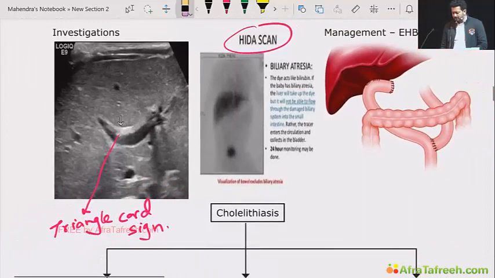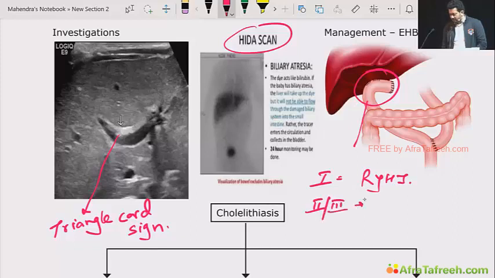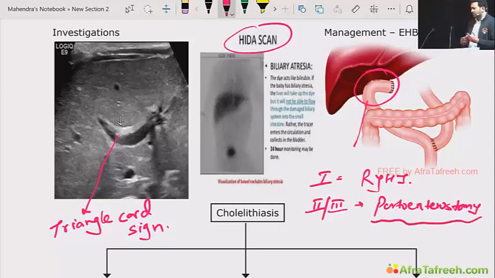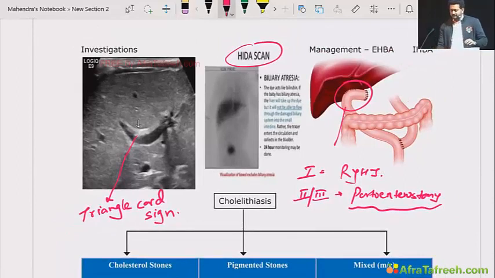The treatment is you can go for Roux-en-Y hepaticojejunostomy for type 1, and for type 2 and 3 extrahepatic, the treatment is portoenterostomy, which is also known as Kasai's procedure. You can call it portoenterostomy or portojejunostomy, that is the same thing. Intrahepatic we have seen, it is transplant.